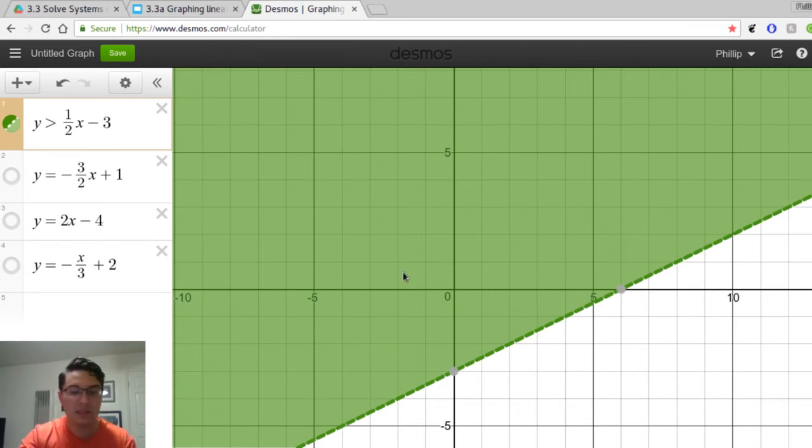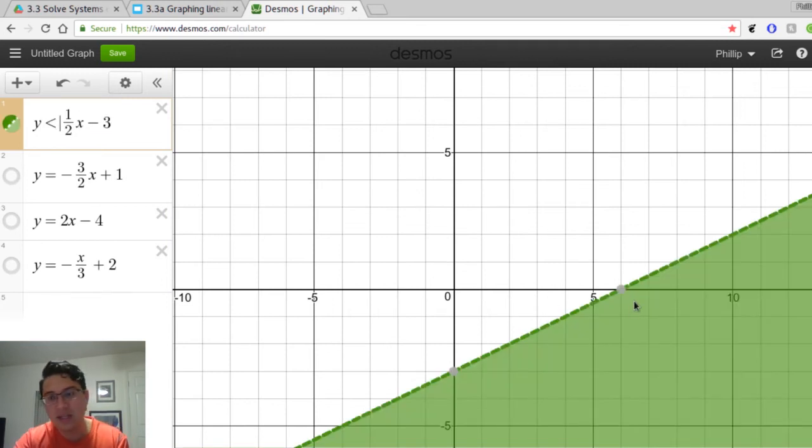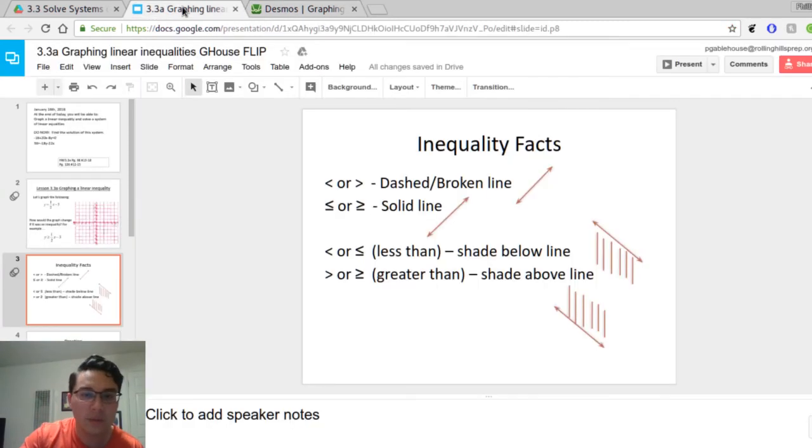If I switch this to a less than, it shades everything that's below the line. Okay, so those are your general rules for this. Whether it's strictly greater than or equal to, or less than or equal to, and strictly less than or equal to will determine whether you use a dashed line or a solid line. If you're dealing with less than, you will shade below the line. For greater than, you'll shade above the line.